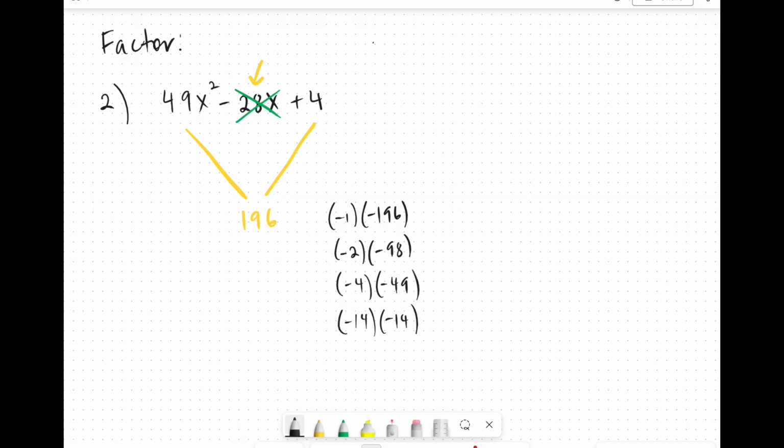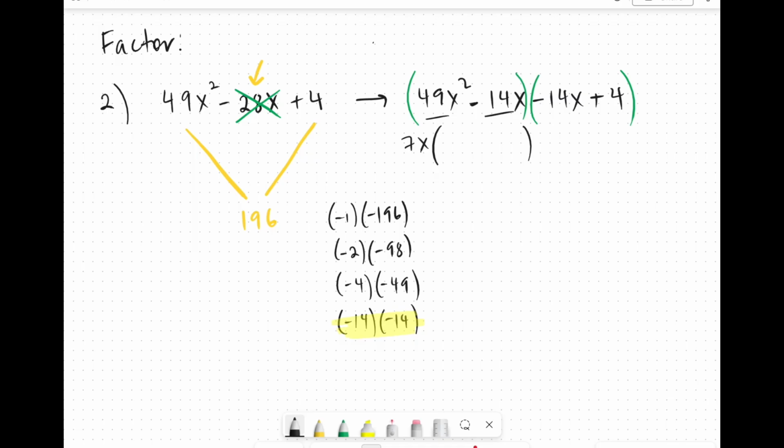So here I listed 4 pairs, and there are more, but I will stop at negative 14 and negative 14 because I know that not only do these 2 numbers multiply to make a 196, they also add to the middle number of negative 28. So I'm ready to write the problem with 4 terms so that it's set up for grouping factoring. From the first group, the GCF is a 7x, and if you divide each of these terms by a 7x, you will be left with 7x minus 2.